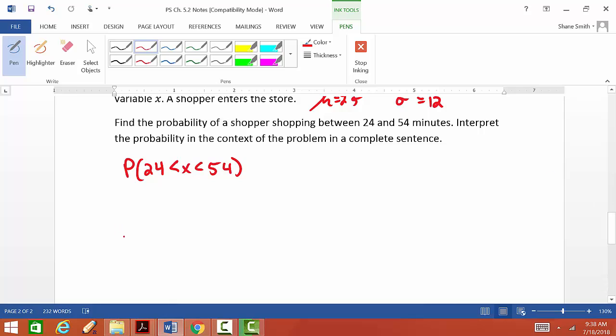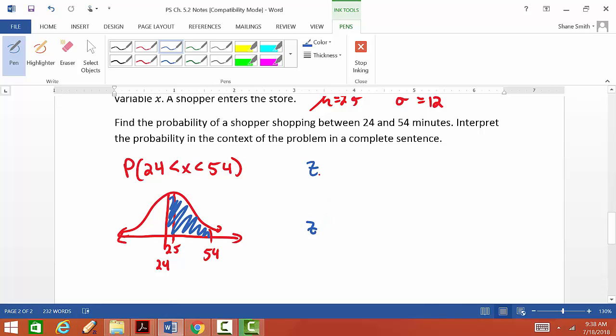Okay, so if I draw this out, always put the mean in first. It's 25. So 24 is here, 54 is here. I basically want to find the area between 24 and 54, which is that shaded blue area. Well, the z-score for 24 and the z-score for 54 are different, so I need to find both. So this is going to be the z-score for 24, and I'll put a subscript of 54 here. So 24 minus 25 over 12, and 54 minus 25 over 12.